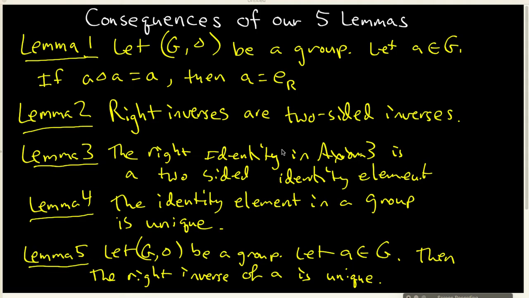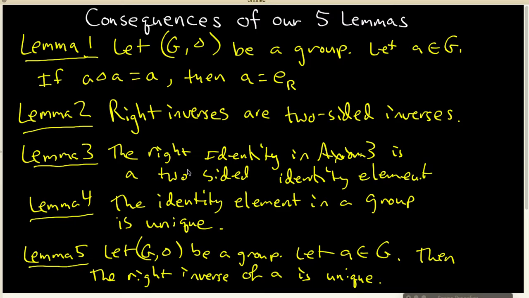In this video, I want to look at some important consequences of our 5 lemmas. The 5 lemmas are sitting in front of you, and to briefly review them, the first lemma says that if we're in a group and A triangle A is equal to A, then A is the group identity element. The second lemma says that a right inverse happens to be a two-sided inverse.